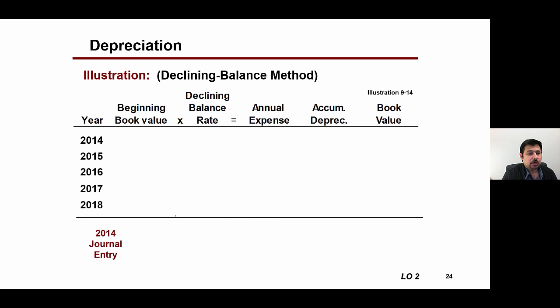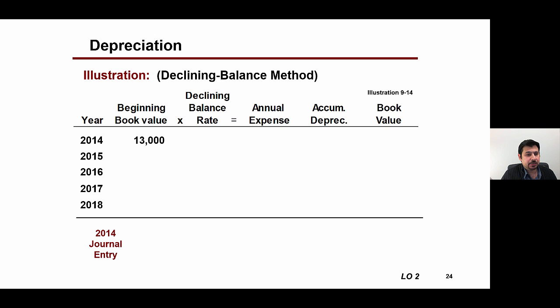Let's see how this works. At the beginning, the book value is simply the cost at which the company reports the assets. So it's the cost of acquiring the assets. Here, the beginning balance was 13,000. It's the book value, the beginning book value.